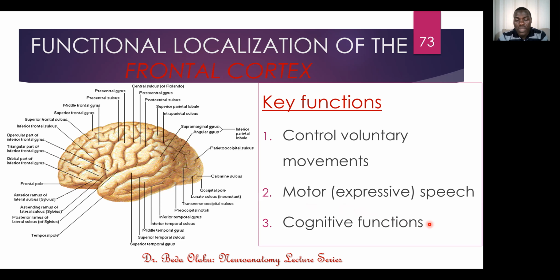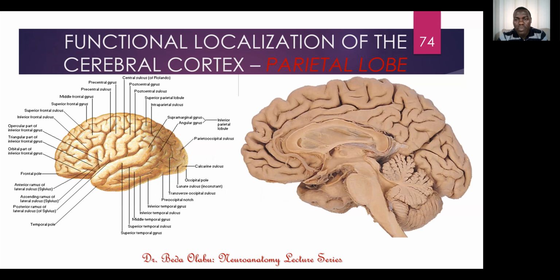Great, so I want to leave it there for the frontal cortex and move to another cortex, the parietal cortex. So the parietal lobe. Look at this one. This is the central sulcus. And so the lobe behind the central sulcus is the parietal lobe.